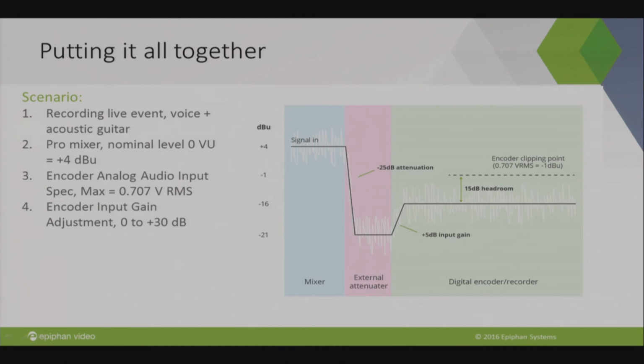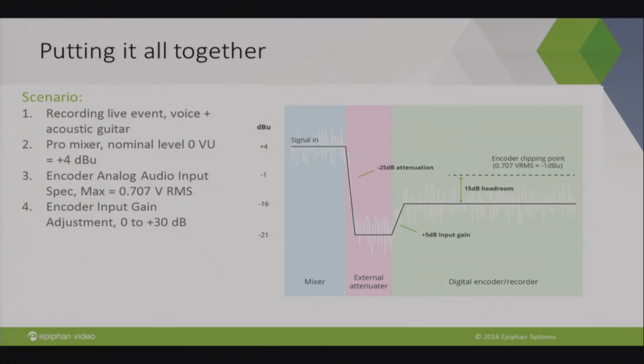And so I'm going to give one example if I have a moment. If I was recording acoustic guitar and a singer, and it's coming from the mixer at plus 4 dBu, and I have an encoding spec that says I can't go more than 0.707 volts RMS, that's where I'm going to clip, and I have encoder gain that I can use to adjust from 0 to 30 dB. The plus 4 dBu is way too much for that 0.707, so I converted the 0.707 to dBu, and that comes out to minus 1. So I need a signal that's minus 1 dBu maximum. And I'm going to get something out of the mixer that's already plus 4 at the nominal level.